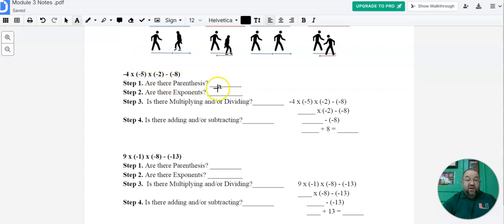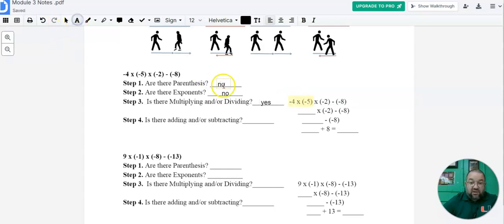All right, so are there any parentheses with problems that need to be solved? No. Are there any exponents? No. Is there some multiplying and dividing? Yes. Again, we're going to multiply and divide left to right. So we start at left and work our way forward. The first one we're going to work is here. I've got to type in, of course, yes here. You should be typing this in your notes too, or writing this in your notes.